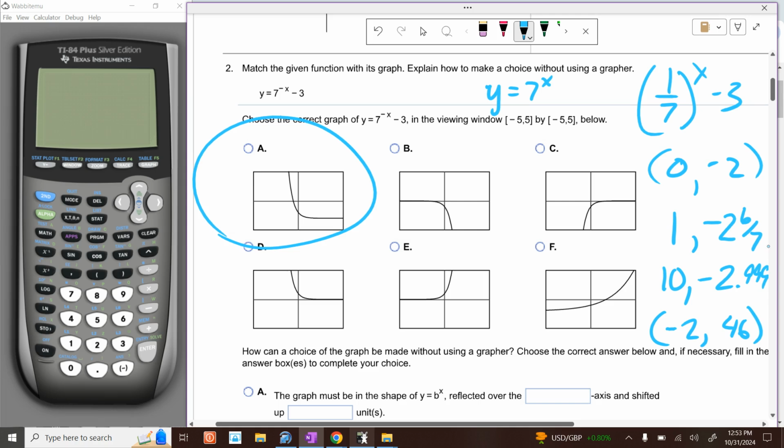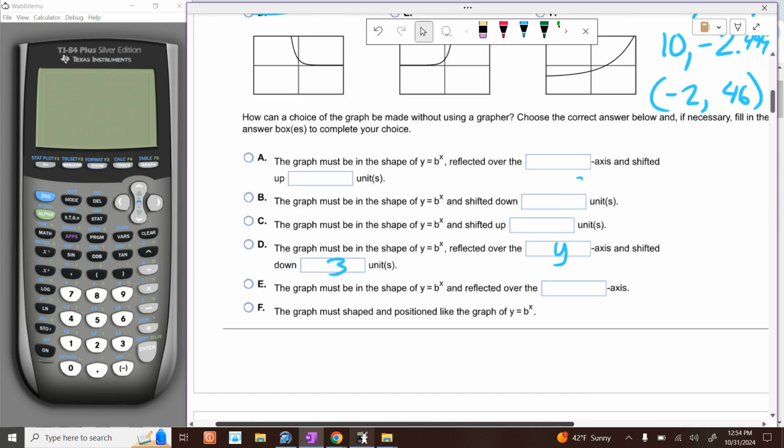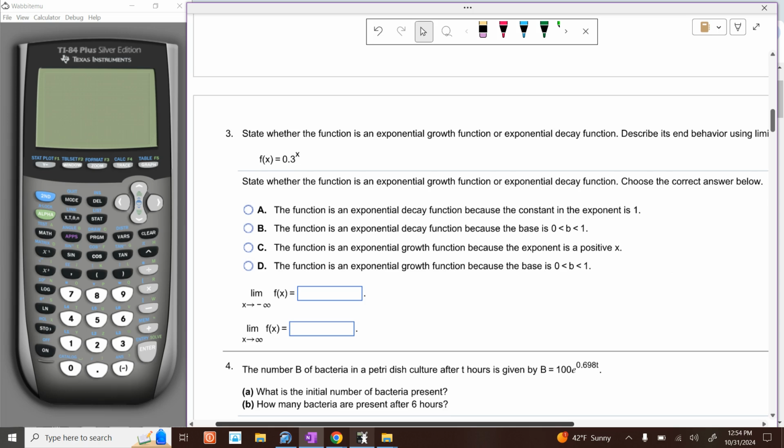Okay? So compared to 7 to the x power, 7 to the x power would look like this. So it is flipped across the y-axis and shifted up. It says shifted up. No, it's shifted down. So shifted down. So it shifted over the y-axis and shifted down 3 units. Okay? All right. Growth or decay?